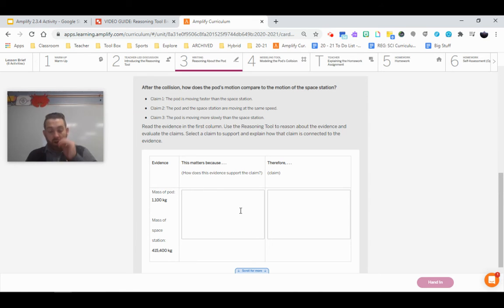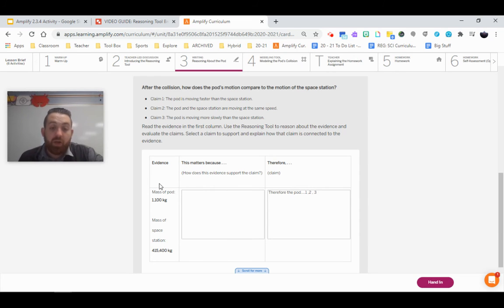So what we're going to probably want to start with is our claim. Which one of these do you feel is best supported by your evidence? And you'll start there. You'll pick which one. Maybe you pick number 1, maybe you pick number 2, maybe you pick number 3, whatever it may be.